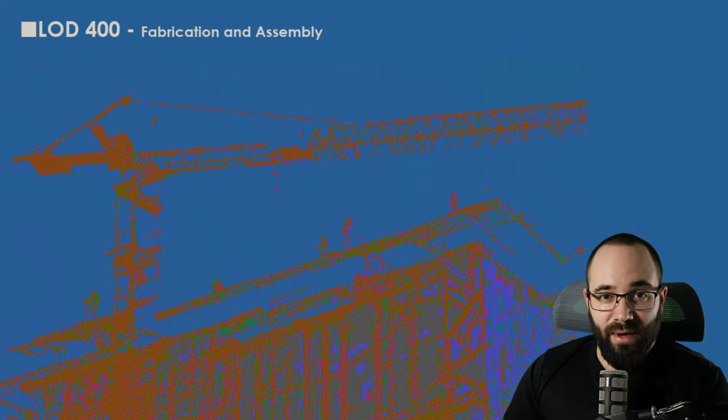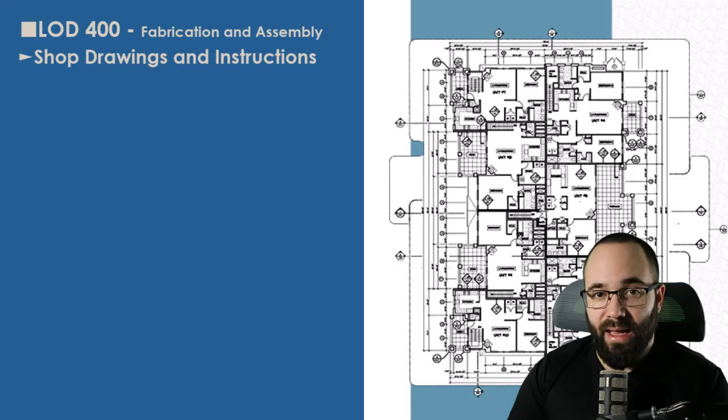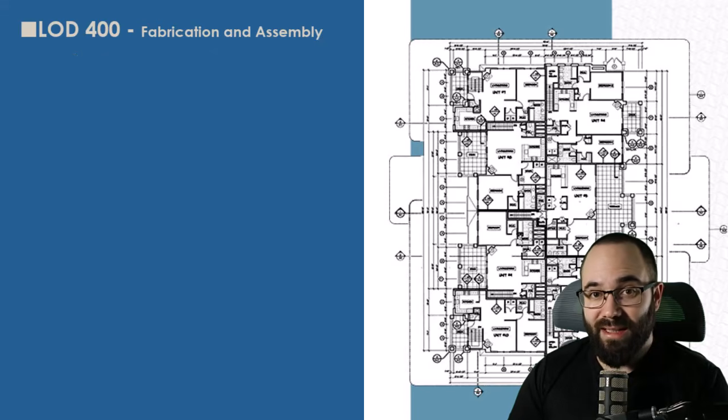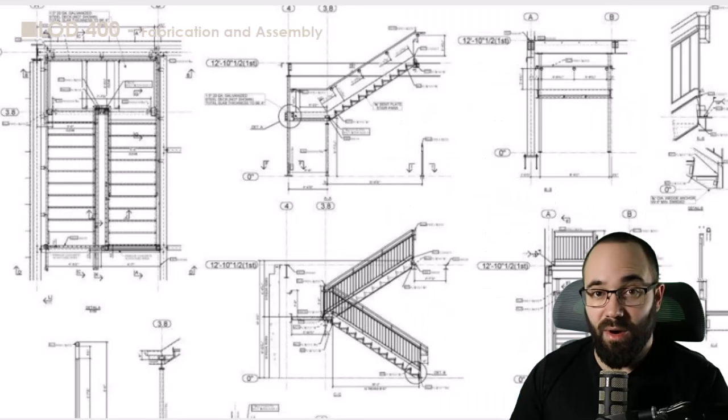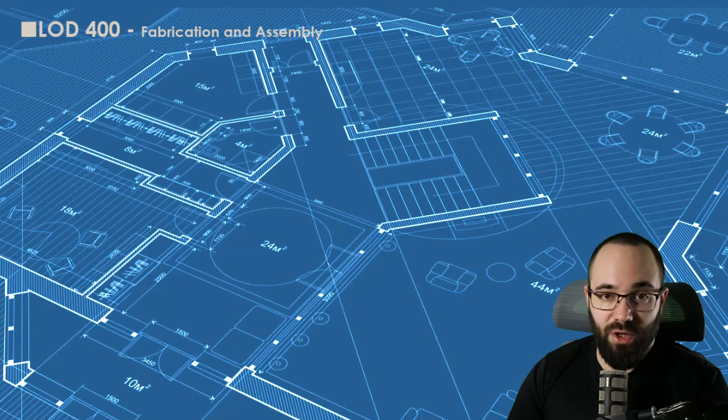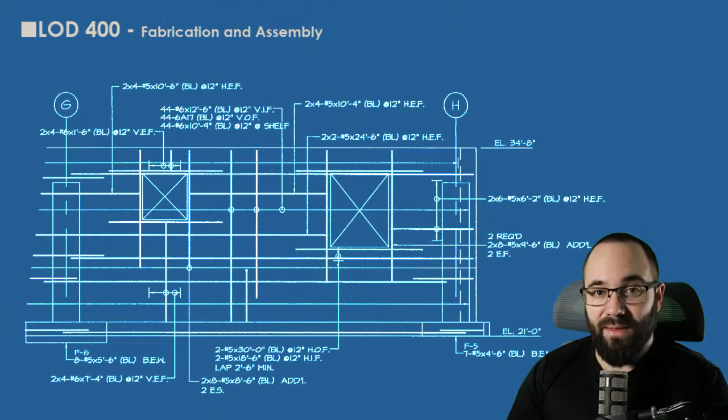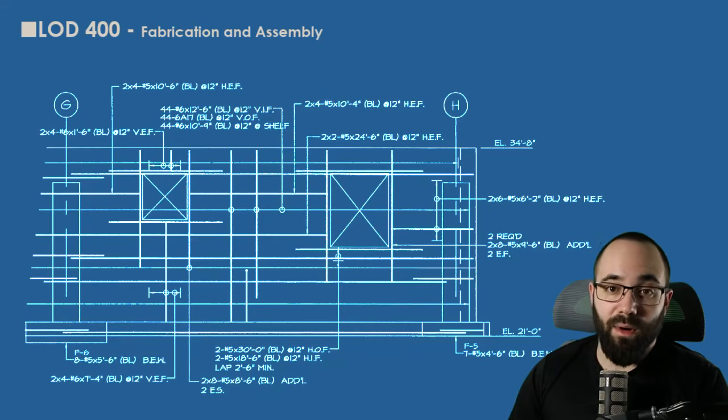Then we have shop drawings and instructions. The LOD 400 model helps provide detailed instructions for the people who will build the different parts of the building. These instructions, called shop drawings, show exactly how to put things together. It's like having a step-by-step guide for construction.